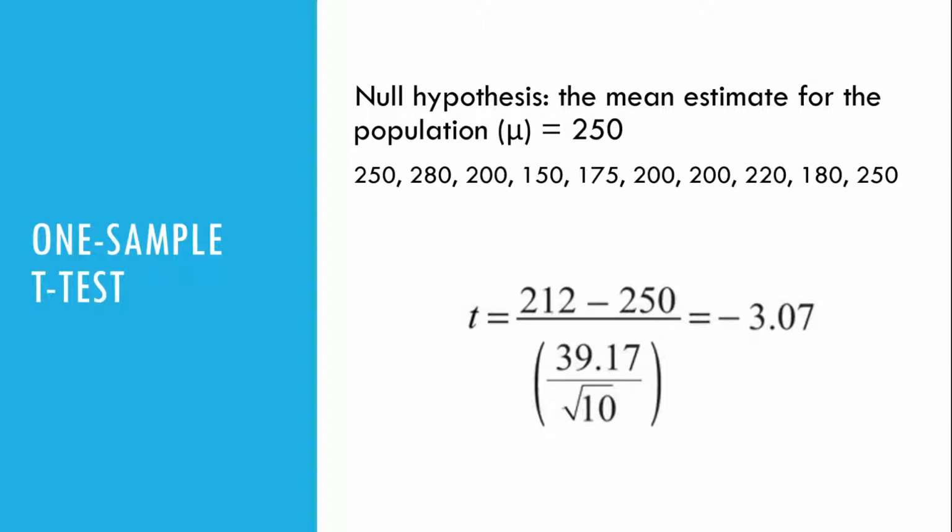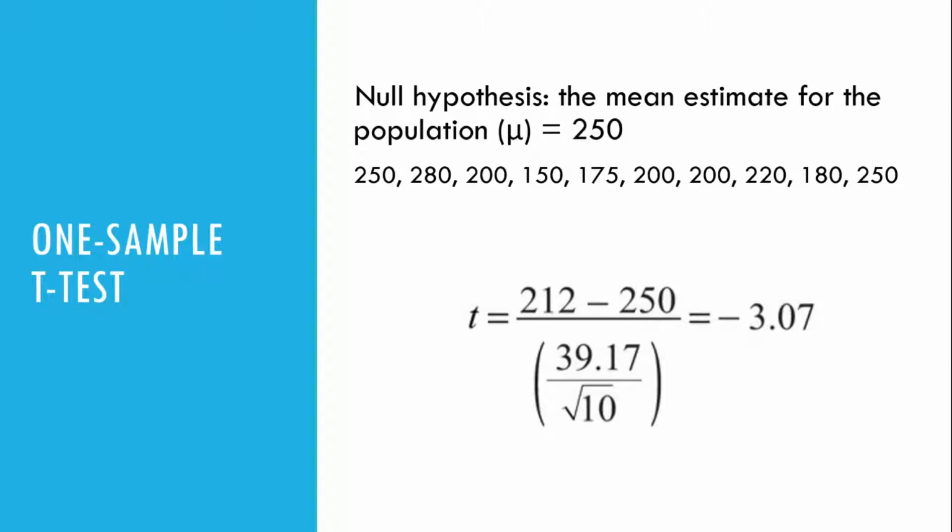Using APA style, these results would be reported as follows: t(9) = -3.07, p = 0.01. Note that the t and p are italicized, the degrees of freedom appear in brackets with no decimal remainder, and the values of t and p are rounded to 2 decimal places.